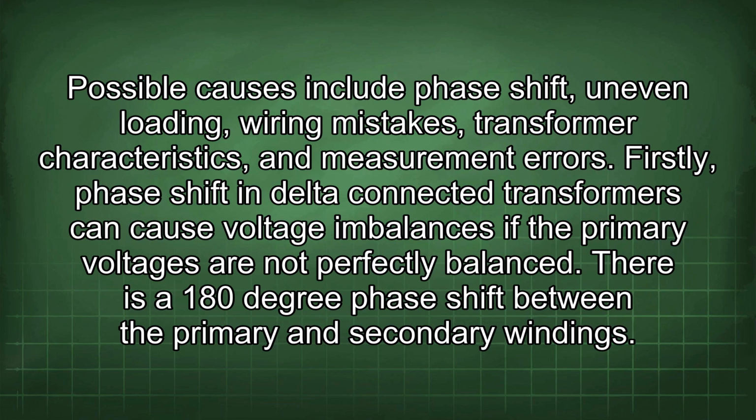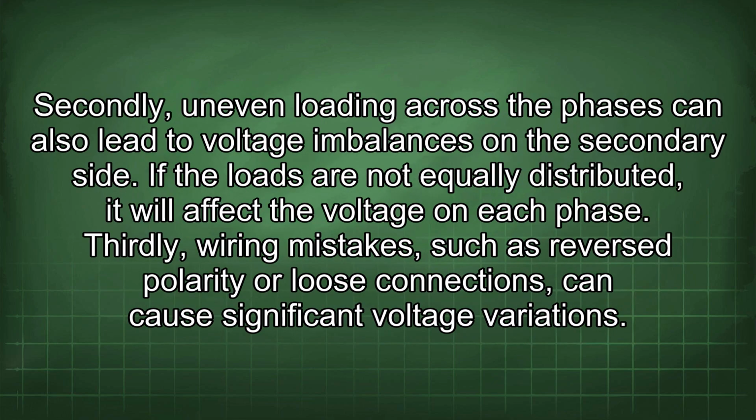Firstly, phase shift in delta-connected transformers can cause voltage imbalances if the primary voltages are not perfectly balanced. There is a 180-degree phase shift between the primary and secondary windings. Secondly, uneven loading across the phases can also lead to voltage imbalances on the secondary side. If the loads are not equally distributed, it will affect the voltage on each phase.